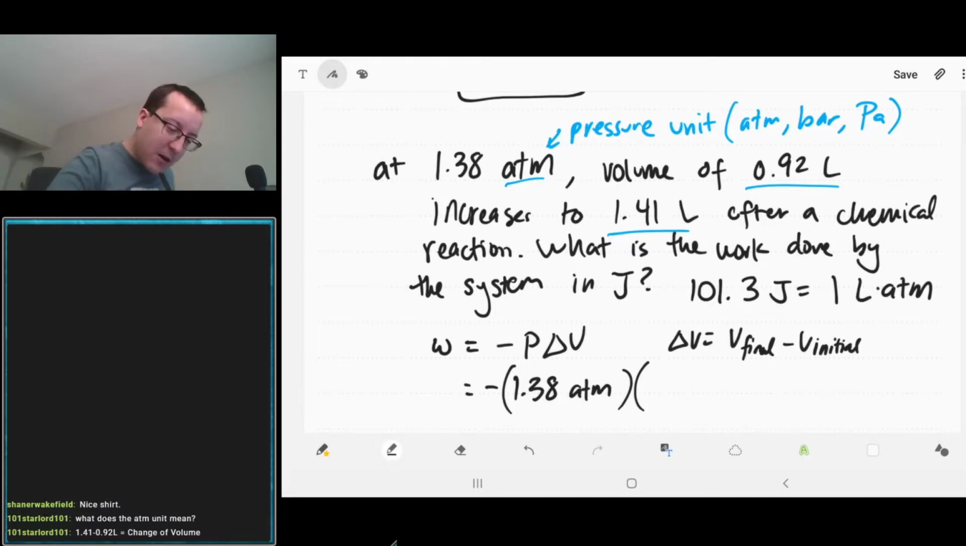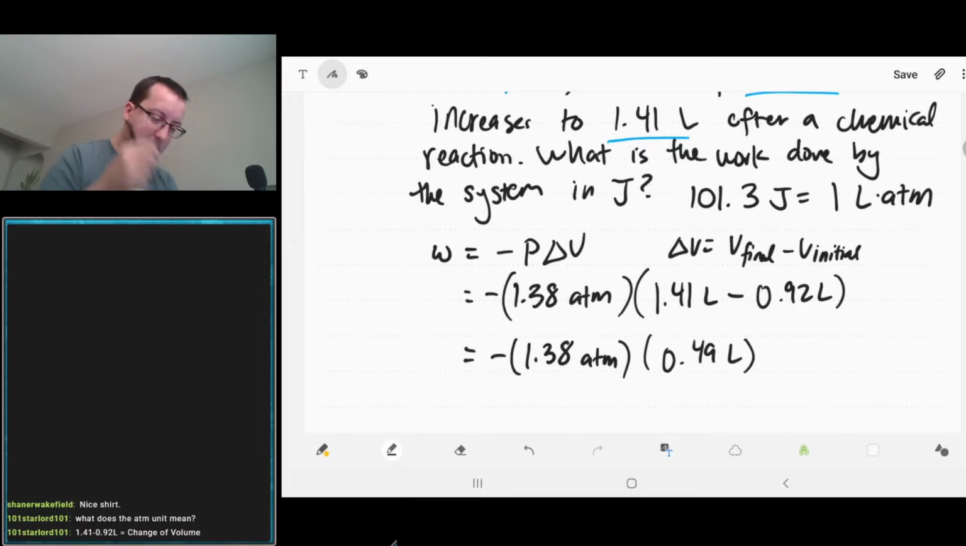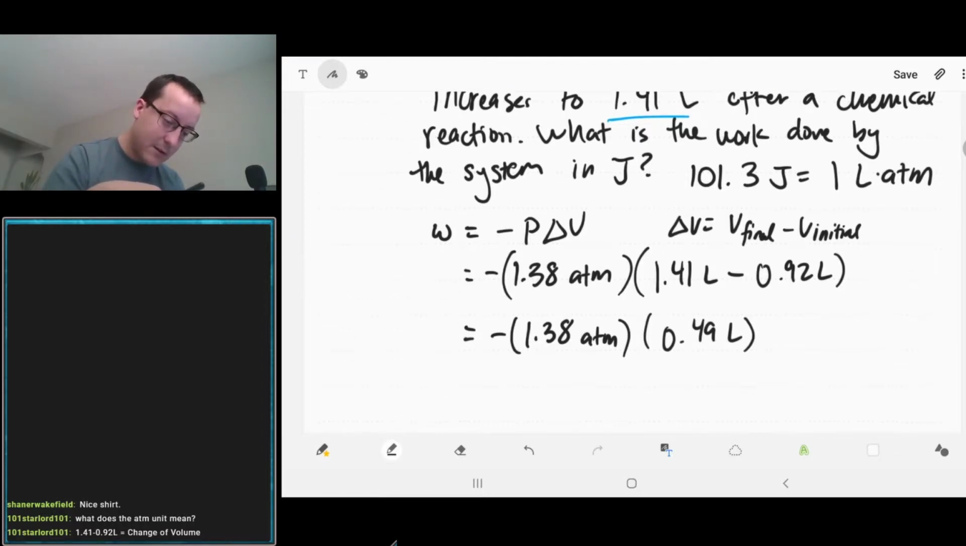Yep. So 1.41 liters is going to be our final volume, because if we read the question, it says it increases to that. So that's going to be the final one. And we started at 0.92. So doing this, we can think about our sig figs here. So that's going to be 0.49 liters with that many sig figs.